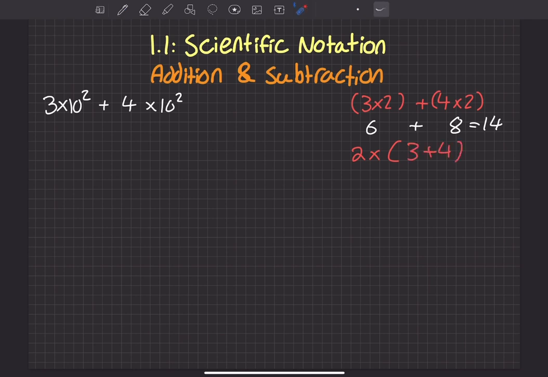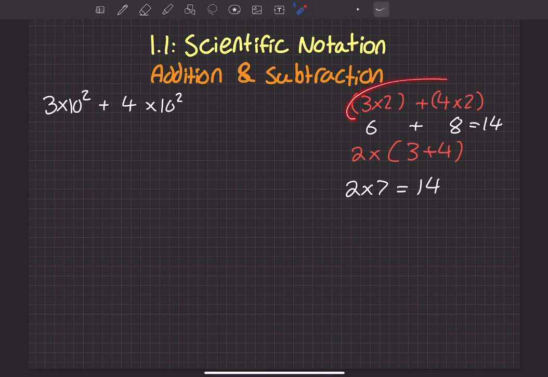Because this means, since they're in brackets, this whole thing is being multiplied by 2. It's 2 times 3, 2 times 4. And now we just solve it like this. We add these numbers normally. So it becomes 2 times 3 plus 4 is 7, and that will give you 14.